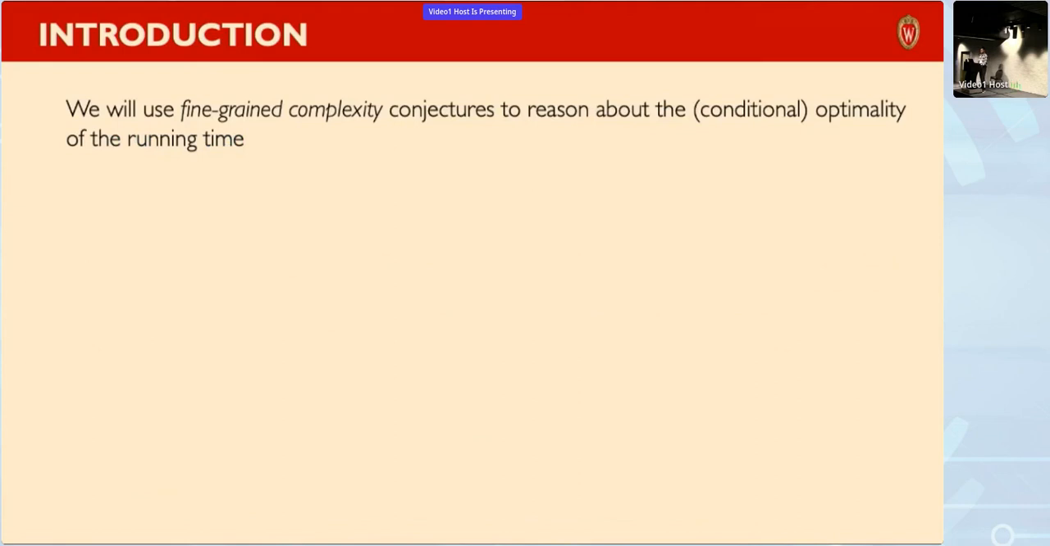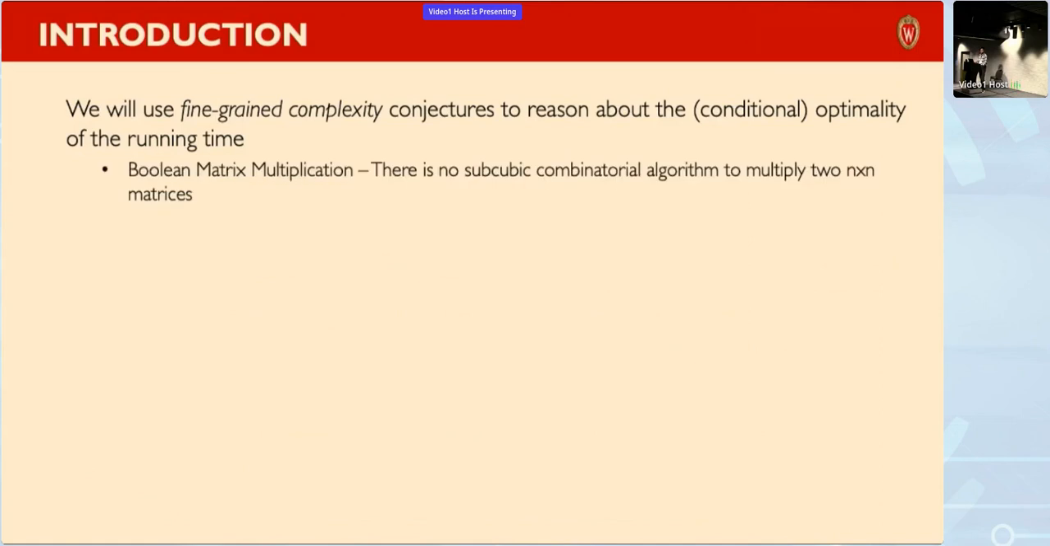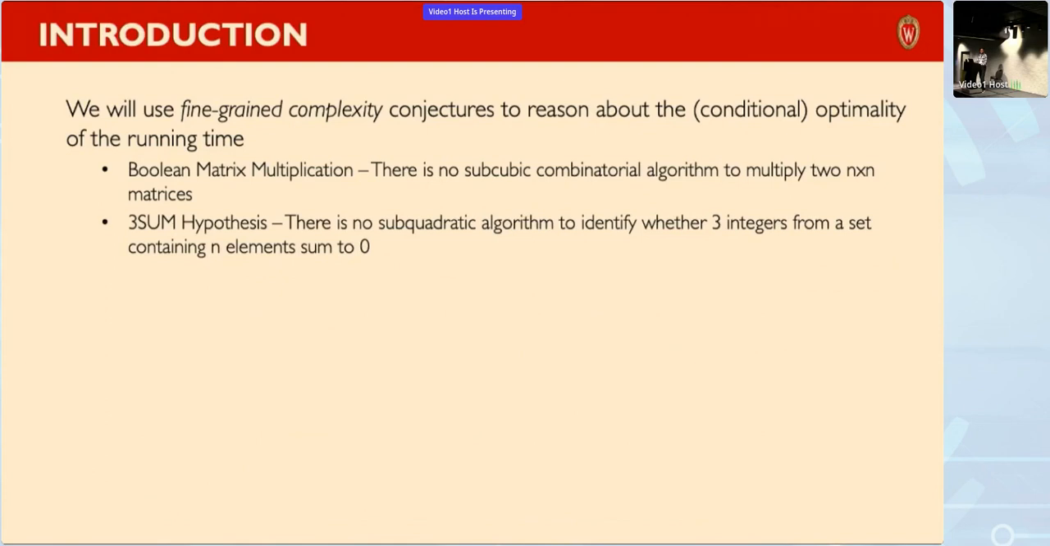Since we are going to look at the fine-grained complexity of these problems, we need some fine-grained complexity-based conjectures, which are relatively well established. In this work, we rely on 4 complexity conjectures. The first conjecture is Boolean matrix multiplication, which says that there is no subcubic combinatorial algorithm for multiplying two n cross n matrices. The second conjecture is the 3-SUM hypothesis, which says that there is no subquadratic algorithm to identify whether there are 3 integers that sum to 0.